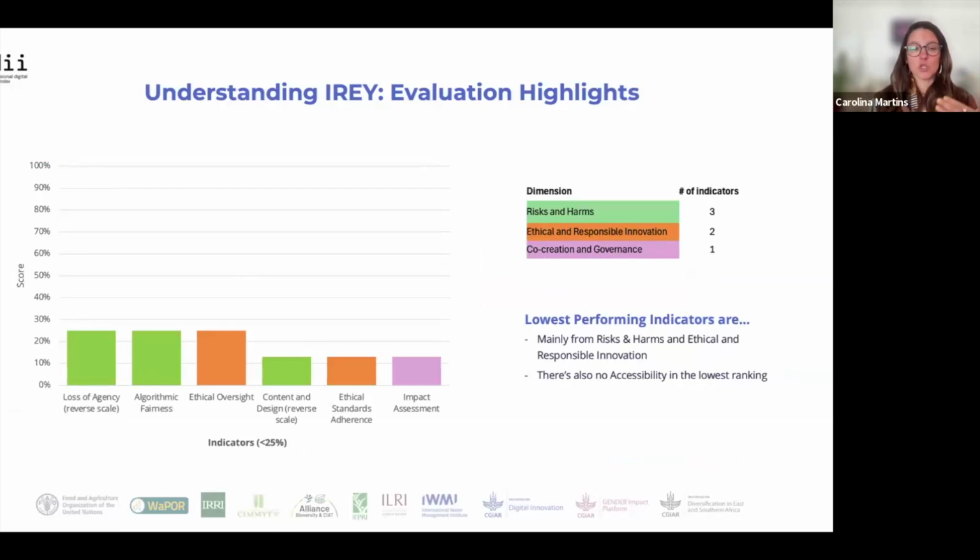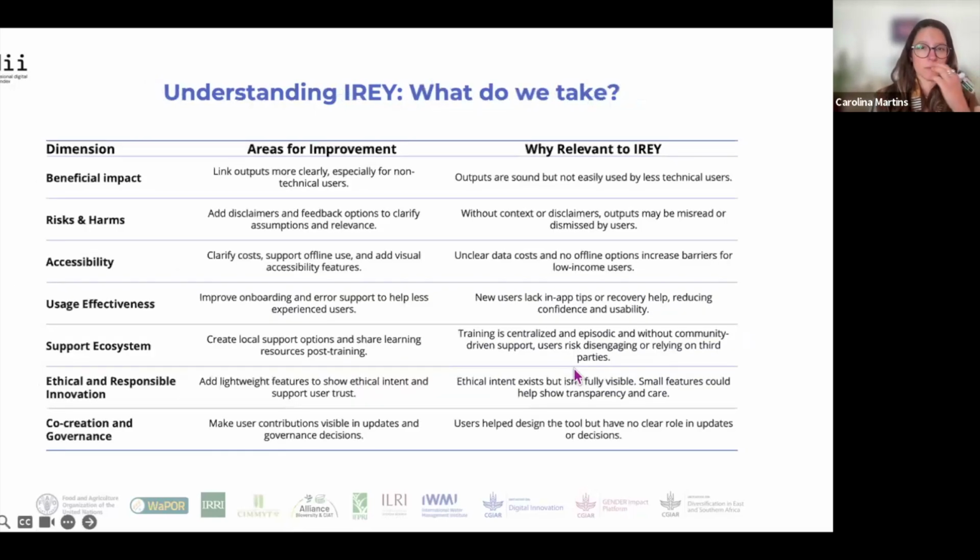So it means that the majority of indicators are between 25 and 75%. And it's also interesting to see that the indicators that scored lower are related with risks and harms, ethical and responsible innovation, and co-creation and governance. So what does this mean? This means that there are specific elements, because this is at the very granular level, there are very specific indicators that could benefit from specific recommendations to increase scores.